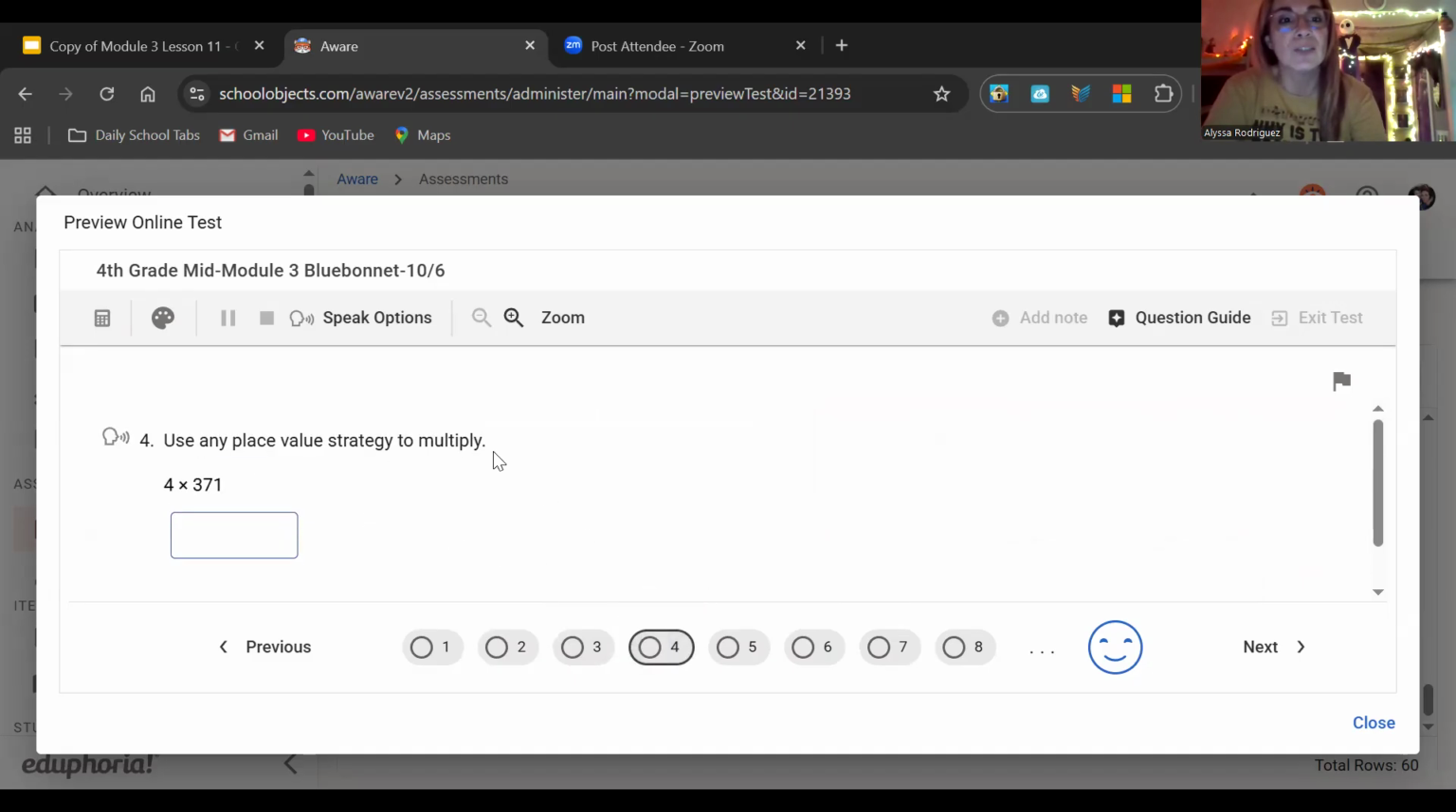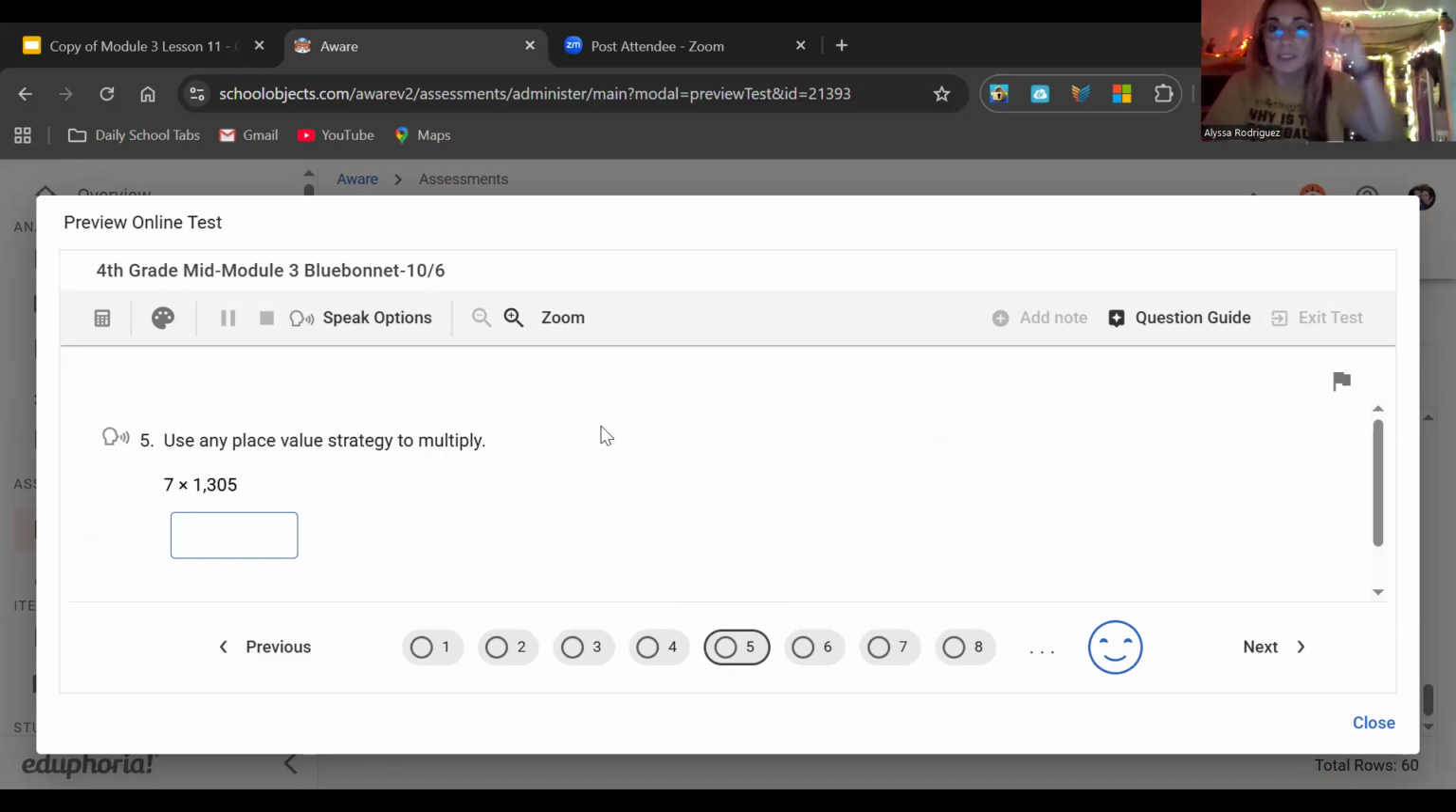Use any place value to multiply. Again, multiply. All you're doing is multiplying, okay? So you're just putting 371 times 4. Use whichever one is easier for you to answer this question. And here's the next one. Once again, all you're doing is multiplying. 1,305 times 7. Use either your standard algorithm, the array, the partial, whichever is easy for you.